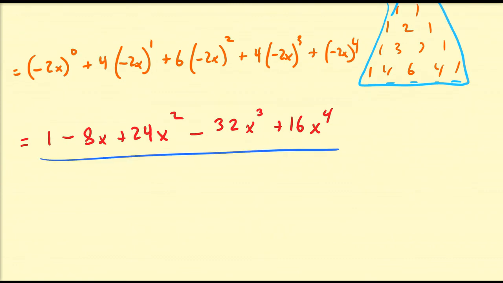And notice how the signs alternate: plus, minus, plus, minus, plus. You're always going to have that when you have something minus something to some integer power.